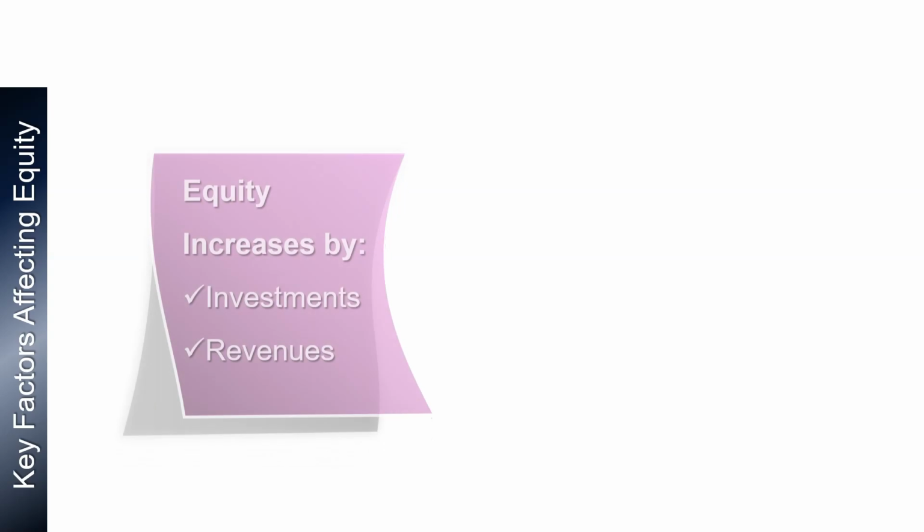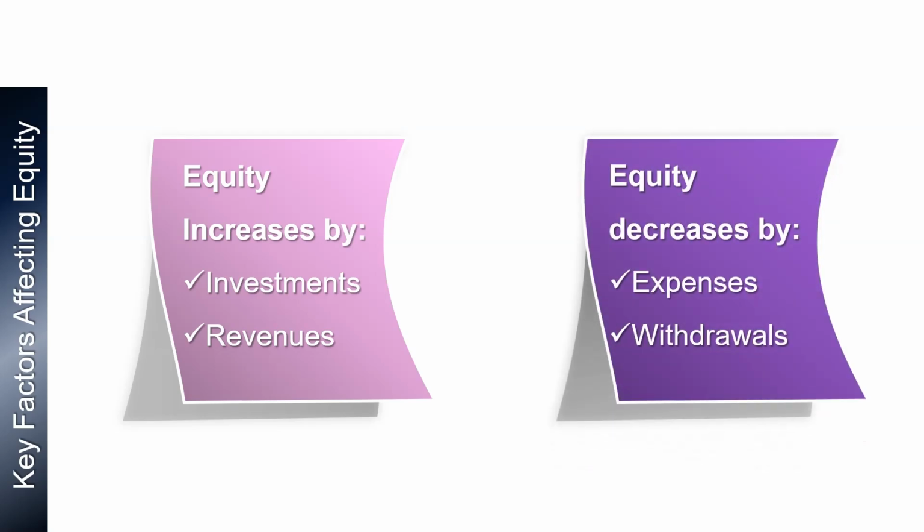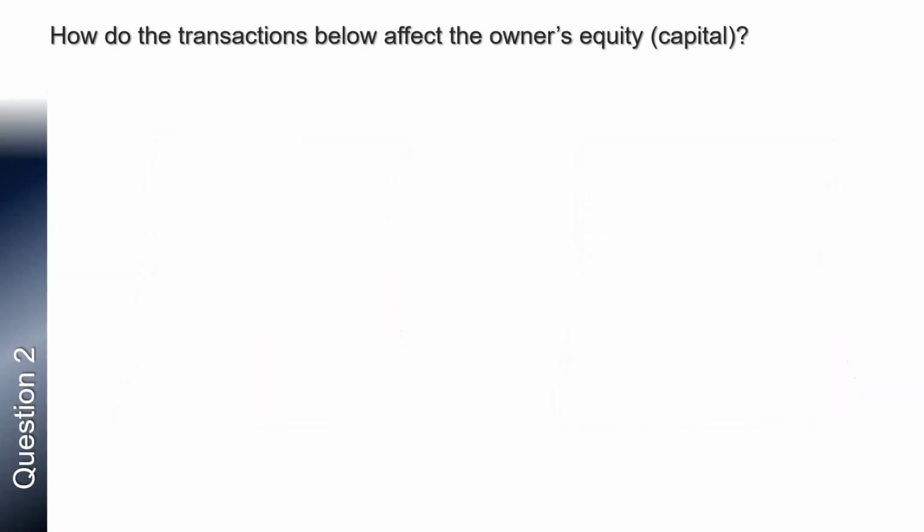Before we continue with question 2, let me quickly remind you of two key points from Mr. Allen's example in our first lesson. Equity increases through investments and revenues as they add value to the business, while it decreases through expenses and withdrawals, which reduce the capital available to the owner. Let's continue with question 2.